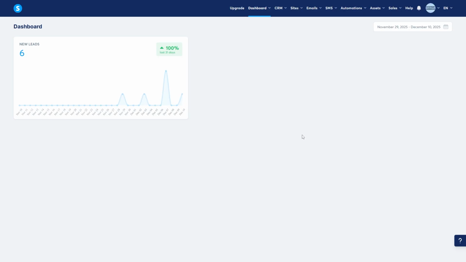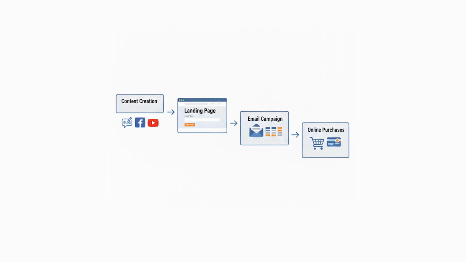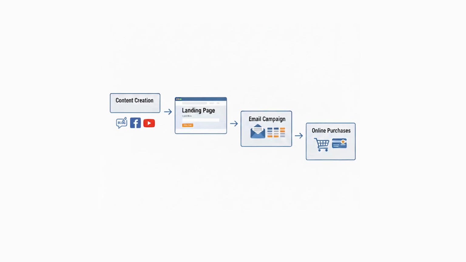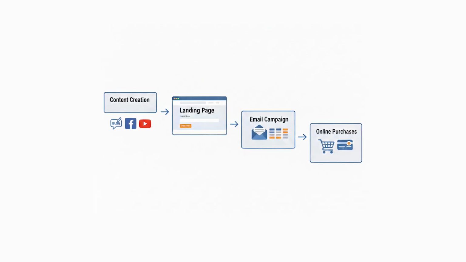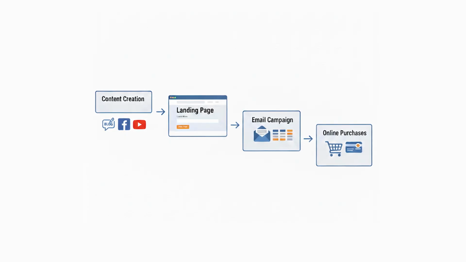So now that we have our account created and we're onto the dashboard of System.io, we need to start creating our funnel and landing page. So what we're doing is we're taking your audience to a page. They can get here from a number of ways. You could have a blog post, social media post, TikTok video, YouTube video, etc.